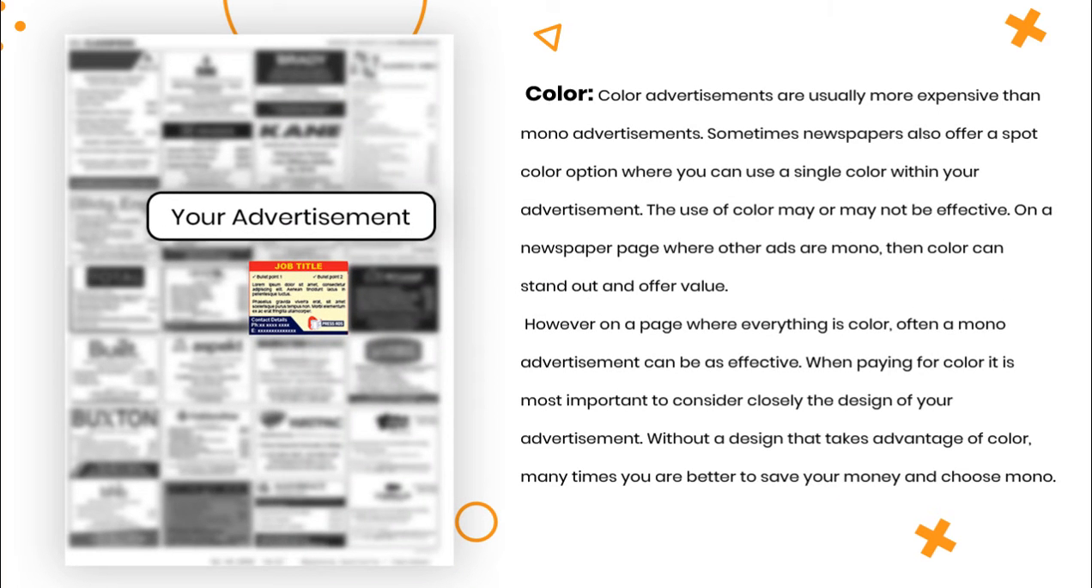Secondly, colour. Colour advertisements are usually more expensive than mono advertisements. Sometimes newspapers also offer a spot colour option where you can use a single colour within your advertisement. The use of colour may or may not be effective. On a newspaper page where other ads are mono, then colour can stand out and offer value.